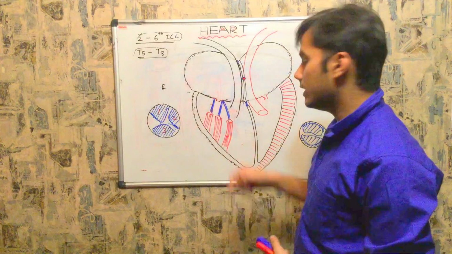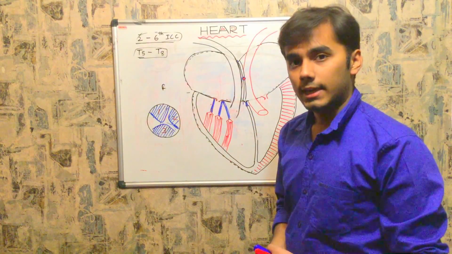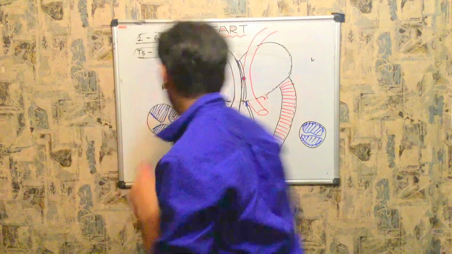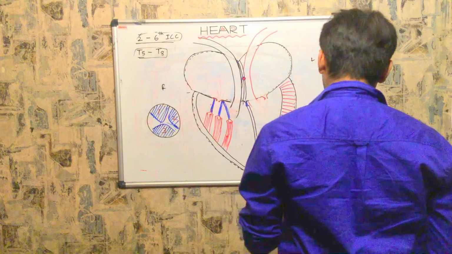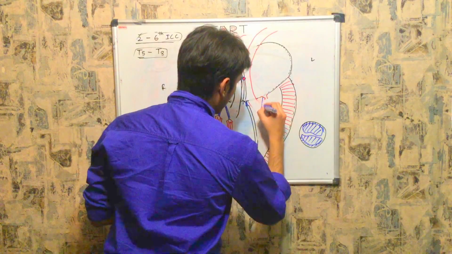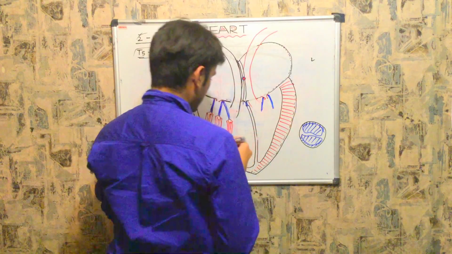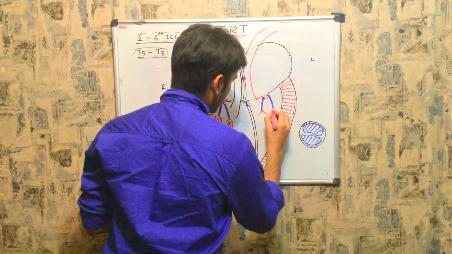On the right side, you have 3 papillary muscles with 3 chorda tendineae attaching to the 3 cusps of the tricuspid wall. And on the left side, as I told you, it is a bicuspid wall, so you have only 2 chorda tendineae. So this is one, this is the other. You call these the ventricular strings.